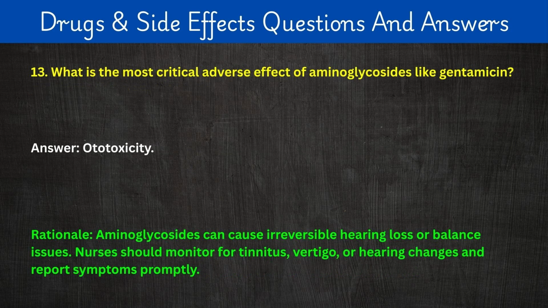13. What is the most critical adverse effect of aminoglycosides like gentamicin? Answer: ototoxicity. Rationale: aminoglycosides can cause irreversible hearing loss or balance issues. Nurses should monitor for tinnitus, vertigo, or hearing changes and report symptoms promptly.